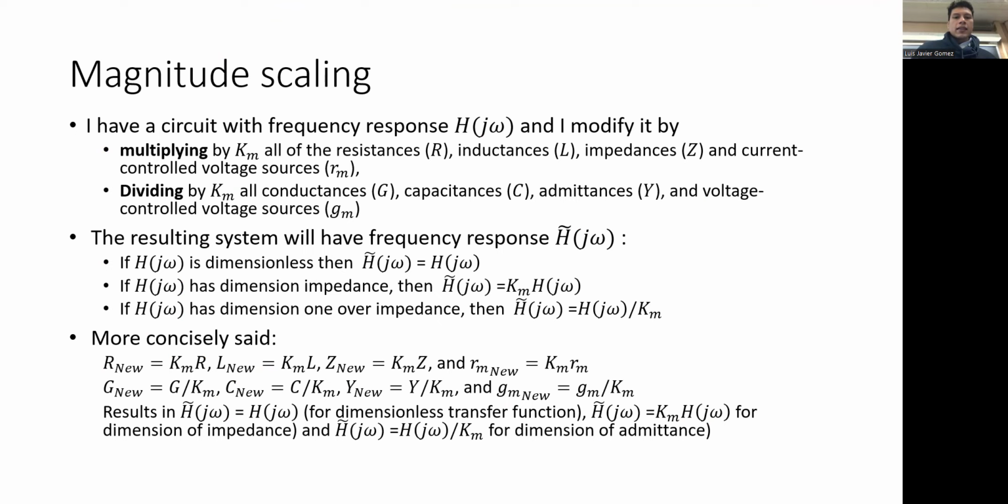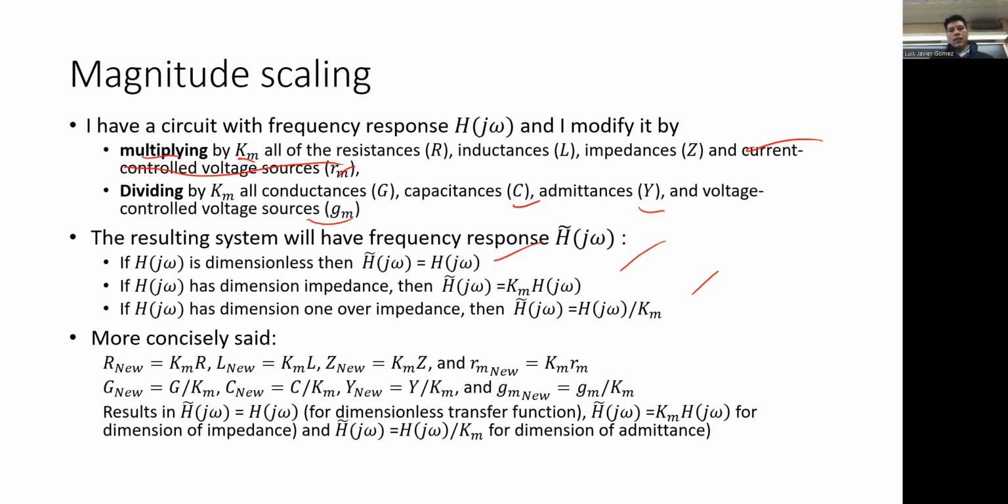So basically, multiply by Km all resistances, inductances, and impedances, or voltage control sources. We're not going to go over voltage control sources. Oh, sorry, current control voltage sources. We're not going to have those in our exam, but to magnitude scale something with a voltage control source, that's what you would have to do. And then divide by Km all conductances, so capacitances, admittances, and voltage controlled current sources, sorry. And then here's the three rules that I outlined in the previous slide. And so that's just magnitude scaling.